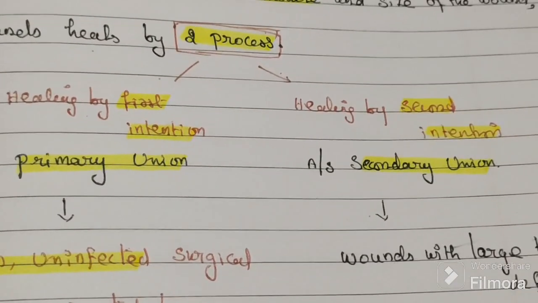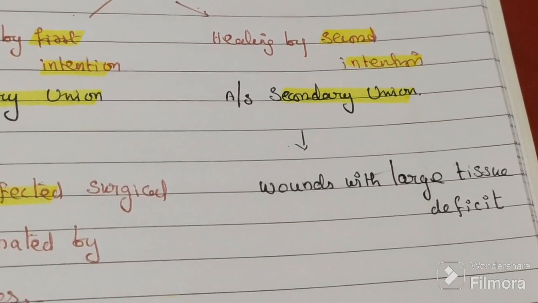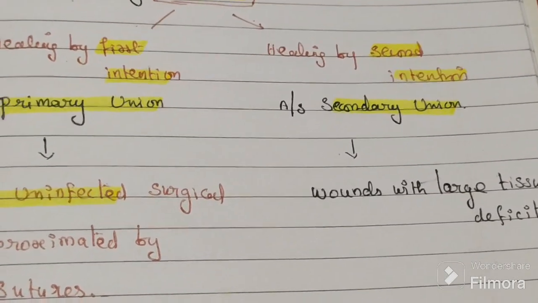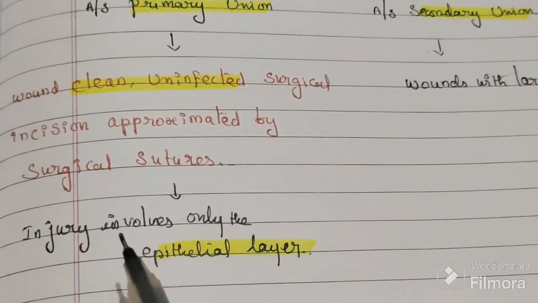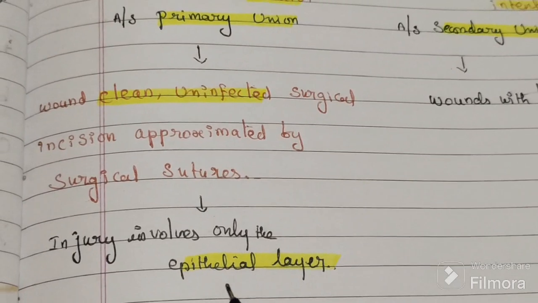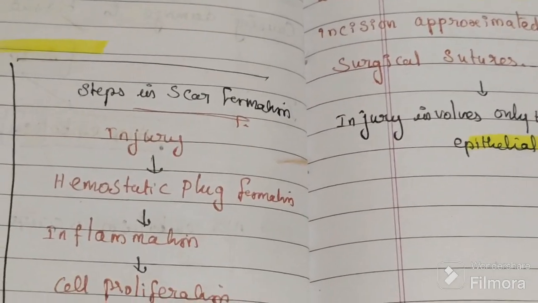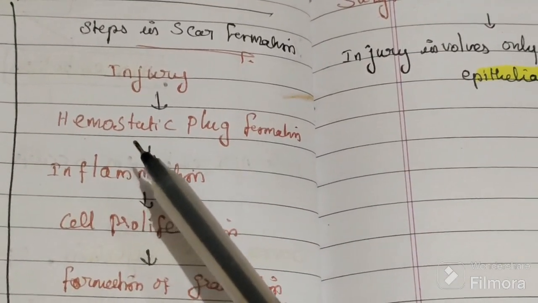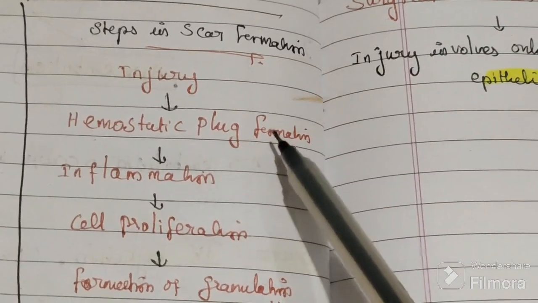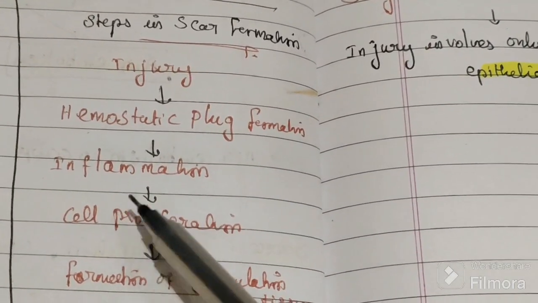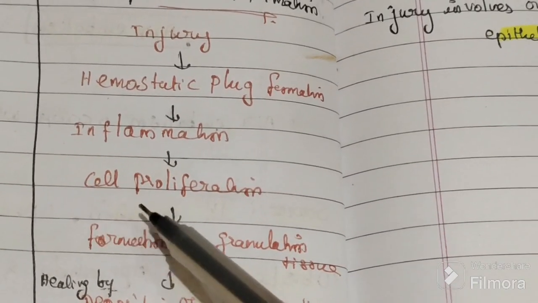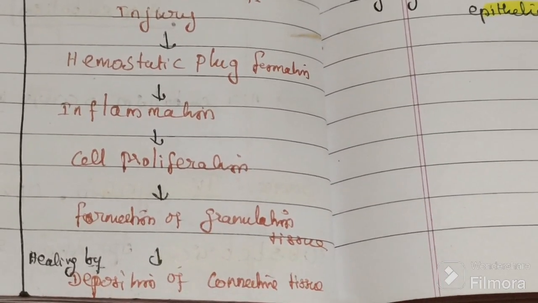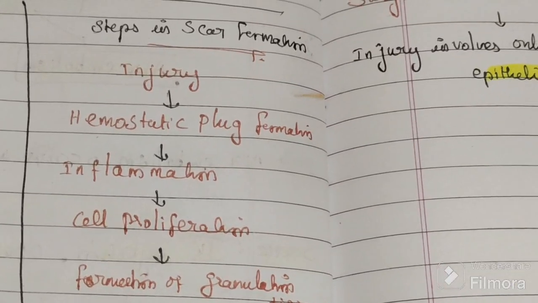Next one is secondary intention. This wound is a large tissue defect. Here the large tissue defect is not involving only the epithelial layer. We know the steps of scar formation. Whenever we have an injury, first is the hemostatic process, that means blood clot formation, primary and secondary. Then it causes inflammation, cell proliferation, then formation of granulation tissue, then healing by deposition of connective tissue. So these are the steps.